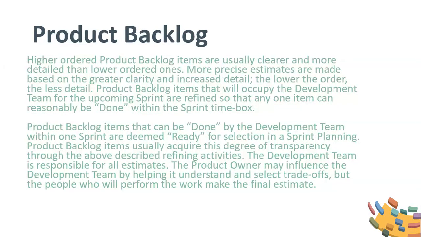Still on the product backlog, higher ordered product backlog items are usually clearer and more detailed than lower ordered ones. More precise estimates are made based on the greater clarity and increased detail. The lower the order, the less detail. Product backlog items that will occupy the development team for the upcoming sprint are refined so that any one item can reasonably be done within the sprint time box. Product backlog items that can be done by the development team within one sprint are deemed ready for selection in a sprint planning. Product backlog items usually acquire this degree of transparency through the above described refining activities.